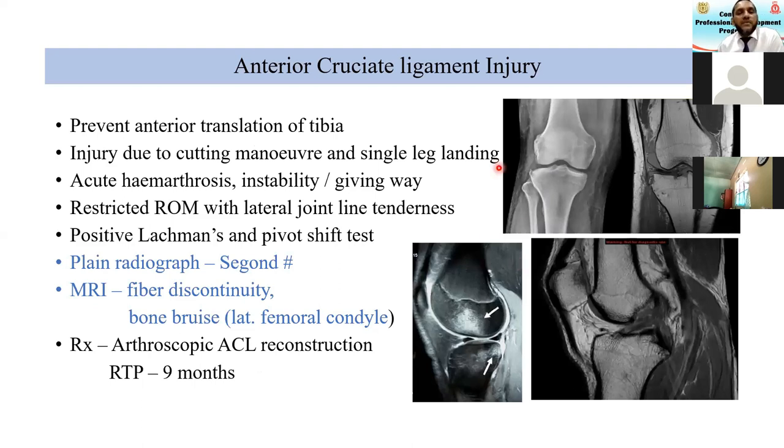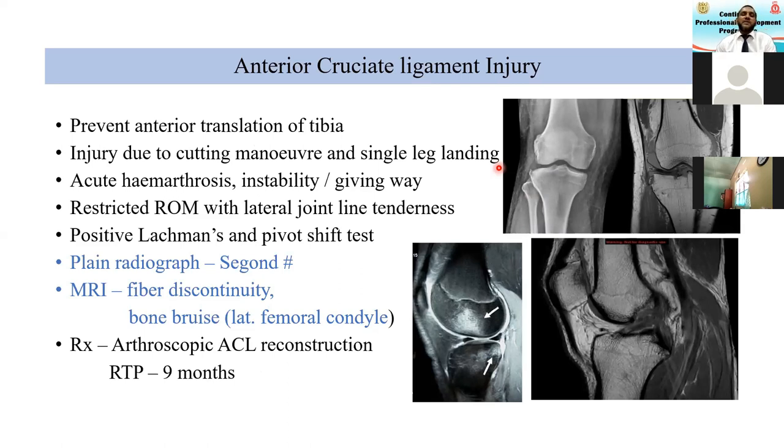I'll talk a little about the anterior cruciate ligament injury, which is one of the commonest injuries in sports, especially contact sports. The ACL prevents the anterior translation of the tibia. The most common injuries are due to cutting maneuvers and single leg landing. It's a non-contact injury most of the time, causing acute hemarthrosis, plus instability and giving way. There is a restricted range of movements, right?